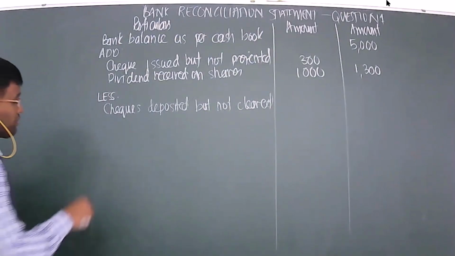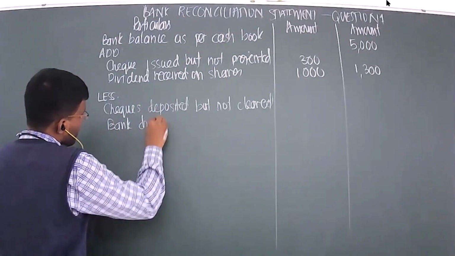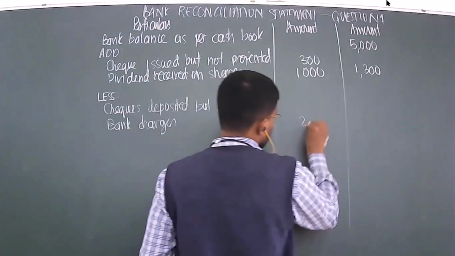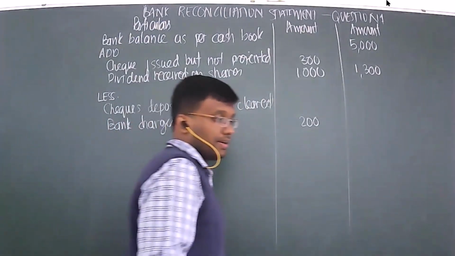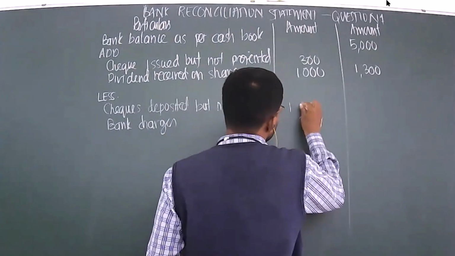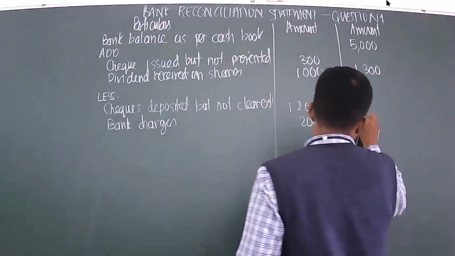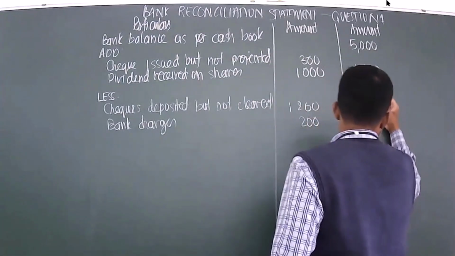Then we have bank charges. How much is bank charges? Bank charges is rupees 200. Checks deposited but not cleared, this is 1,200. So the total of this is 1,400. So this is 1,400.